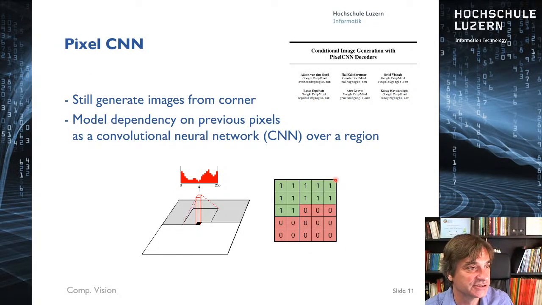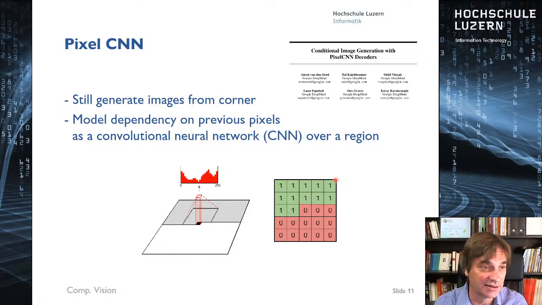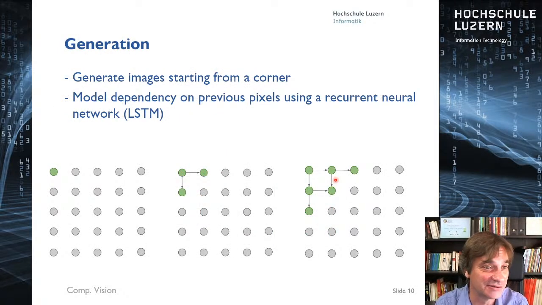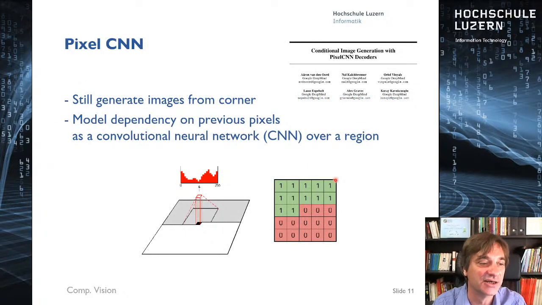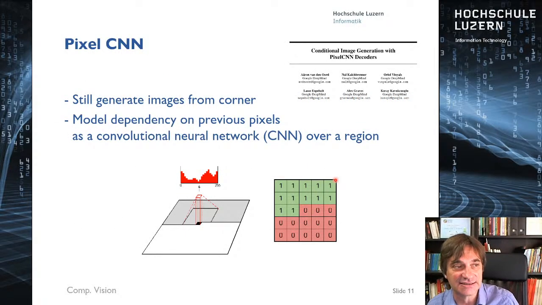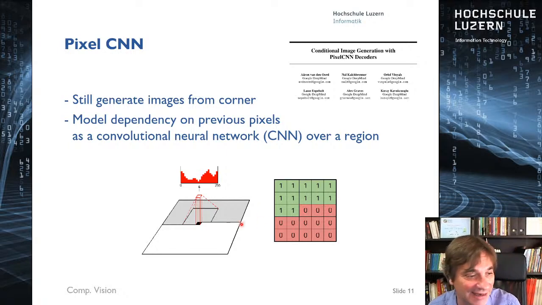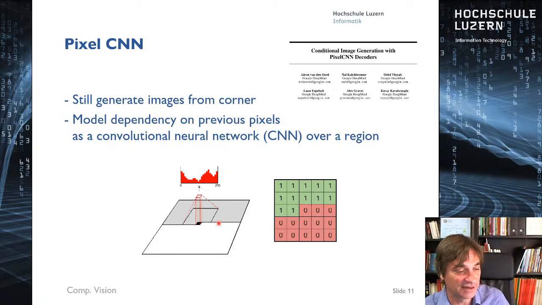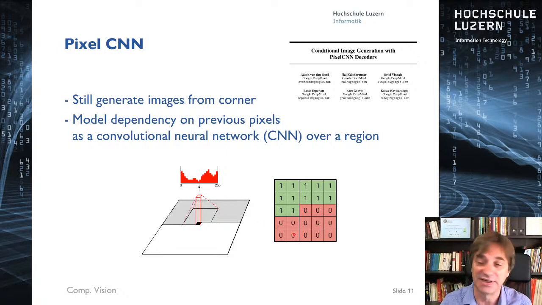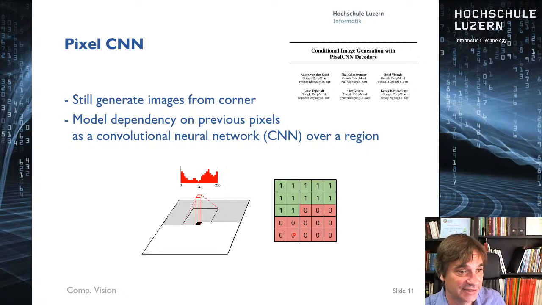In a later approach, they then pushed out the recurrent neural network and instead used a pixel CNN, convolutional neural networks, for the same approach, but still with the same idea. You generate the images from the corner, and you have a convolutional neural network over a region, and in this region you will have those pixels that you have calculated already, and you will ignore the pixels where you have no value yet.